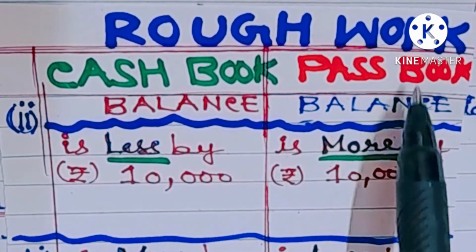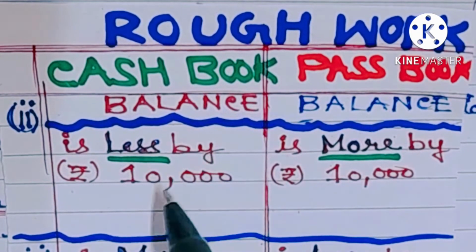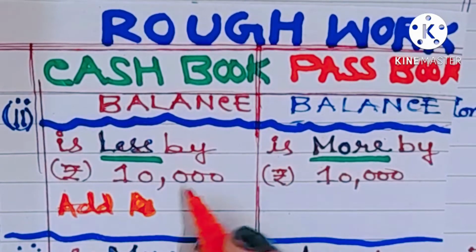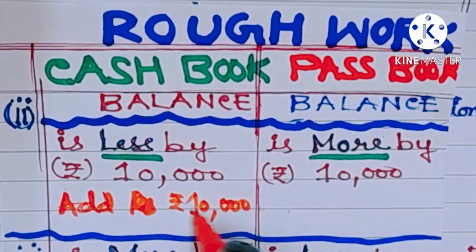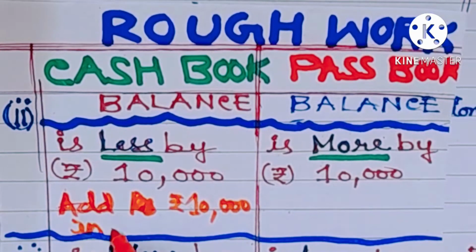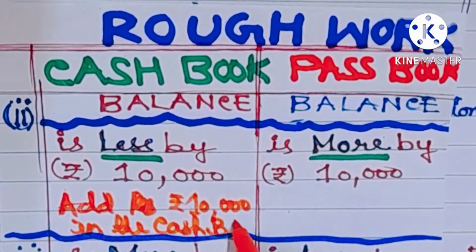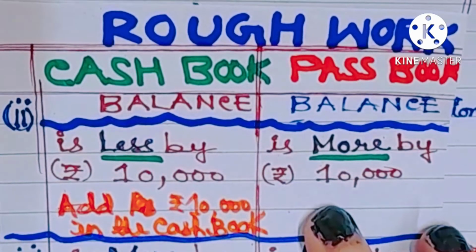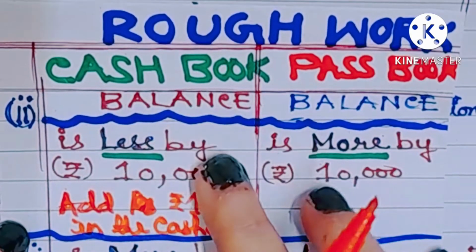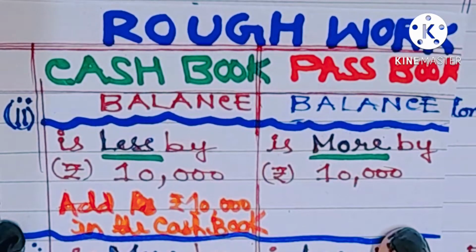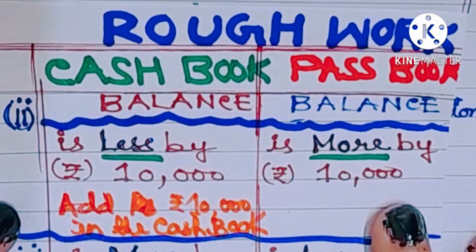So passbook is more by rupees 10,000 and cash book is less by rupees 10,000. So add rupees 10,000 in the cash book. Understood? Then it will be equal to passbook. If you add 10,000 in the cash book, then cash book balance will be equal to passbook balance. Understood? I hope you understood. Should I explain it in Bengali also?